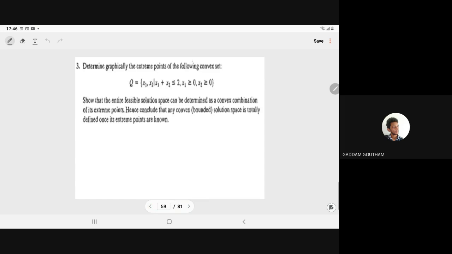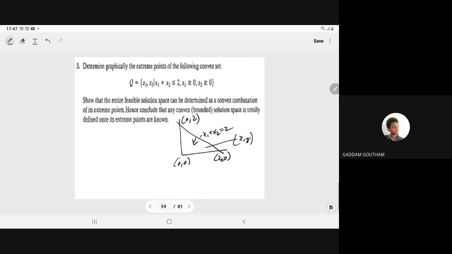Determine graphically the extreme points of the following convex set Q equal to x1 comma x2 such that x1 plus x2 is less than or equal to 2. So here we have the line x1 plus x2 equal to 2, and this side area is x1 plus x2 less than or equal to 2. The coordinates will be 0 comma 0, 2 comma 0, and 0 comma 2.